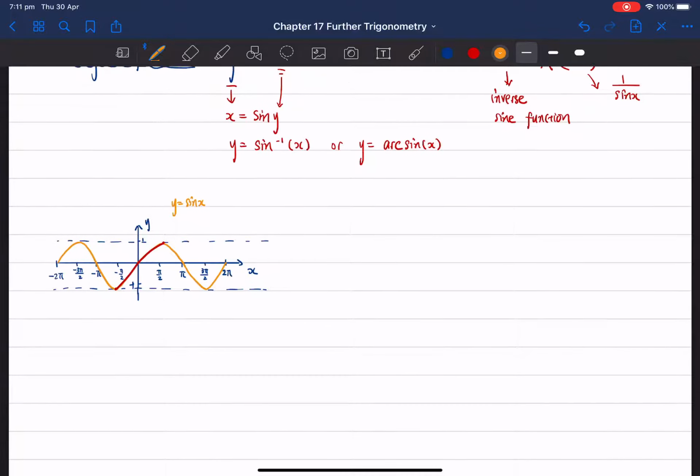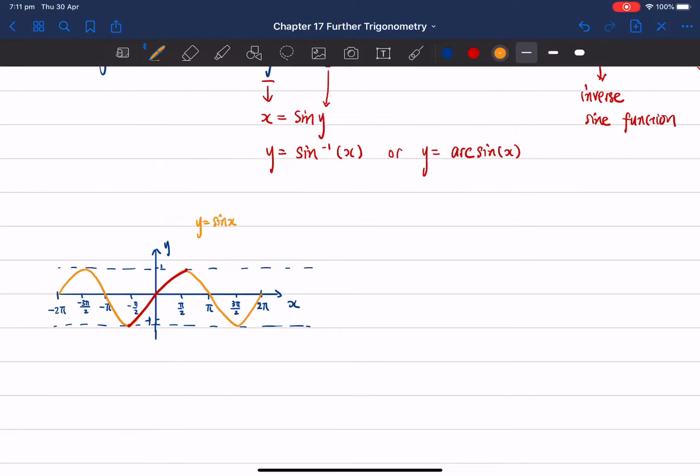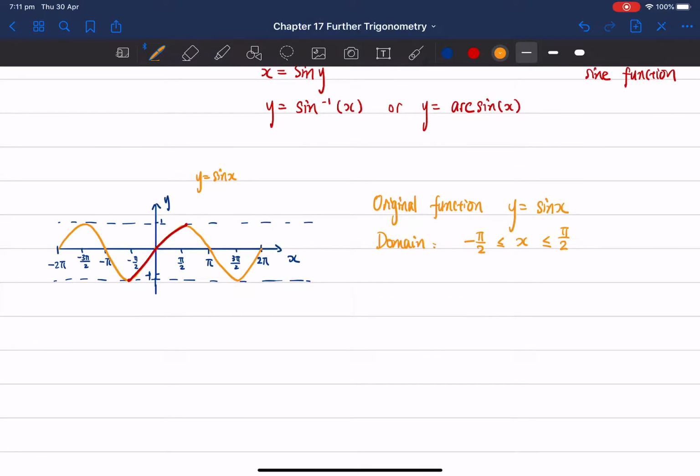All right, so let's do it here. So I think it's better to do it here. All right, so for the original function, y equals sine x, the domain of this original function is between negative pi on 2 to positive pi on 2. All right, so the range of this one is pretty easy. As you can see, the function is oscillating between 1 and negative 1, so it's between 1 and negative 1. Okay, so that's really easy. That's just the domain and range of the original function.